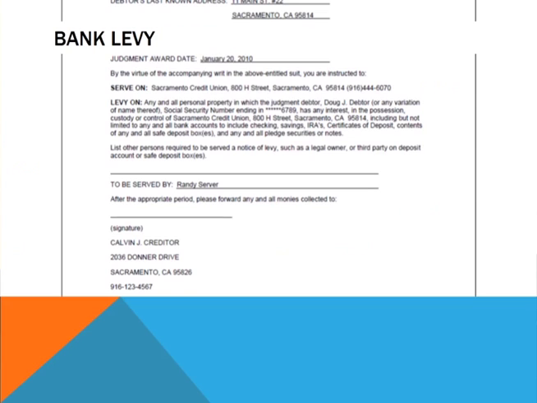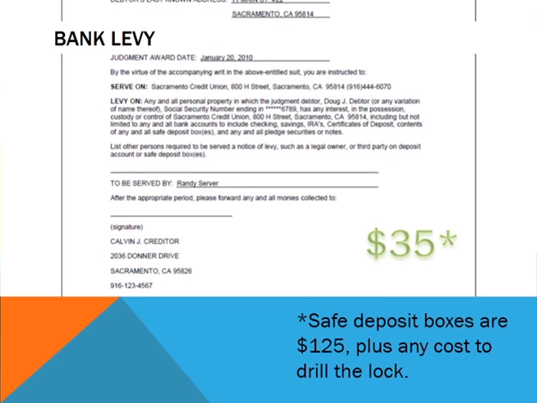But other than that, you would just use the sheriff. There's a spot for you to sign, you'd submit it to the sheriff, it's $35. Unless you hit that safe deposit box, in which case it's going to be $125 to get the contents of the safe deposit box, plus whatever it costs to have a locksmith drill the box if that's necessary. So it can be kind of expensive.